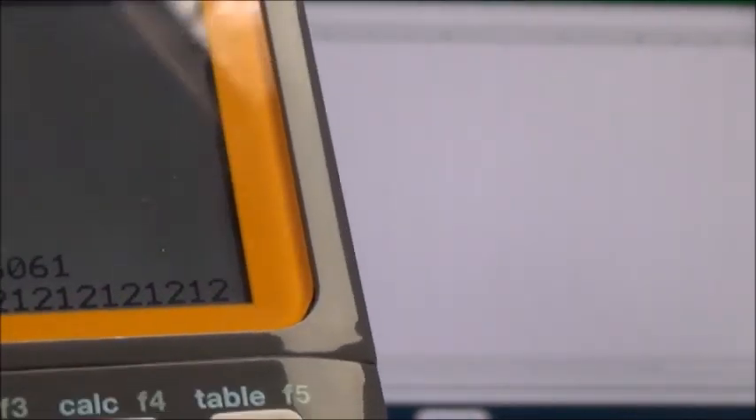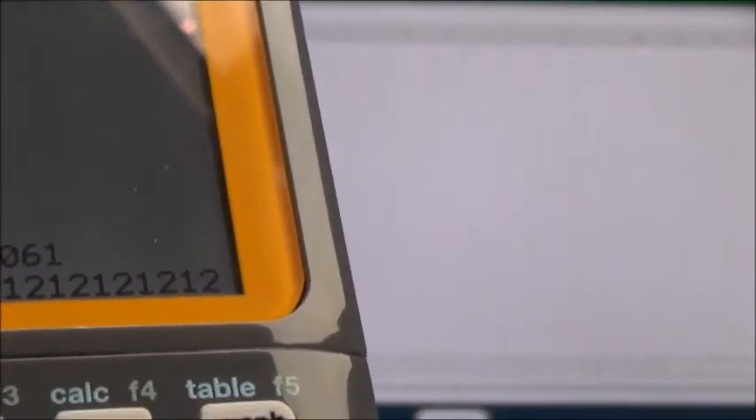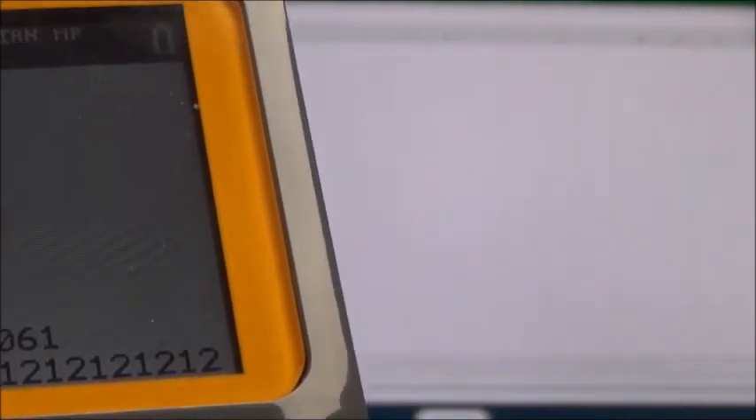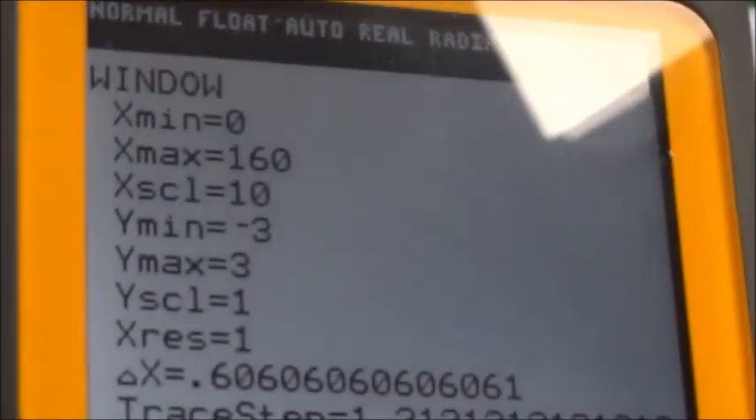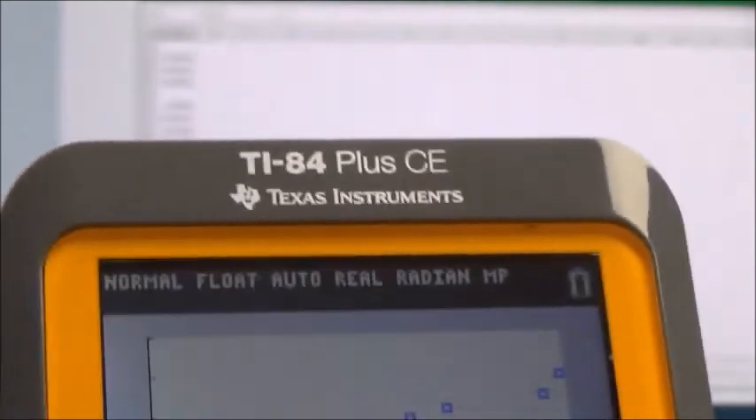It says for the Y minimum, let's use -3. Be sure to use the negative, not the minus. The Y maximum, +3. So here's what I have in there. I'm going to hit graph and see what we get and see if it fits. That looks pretty good. And so I have my stat plot in there.